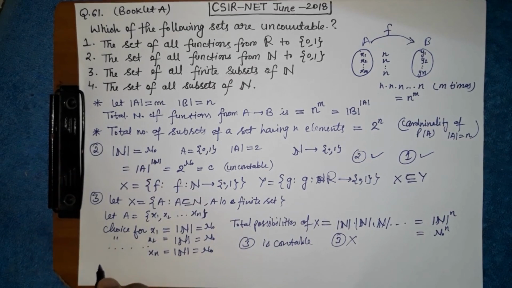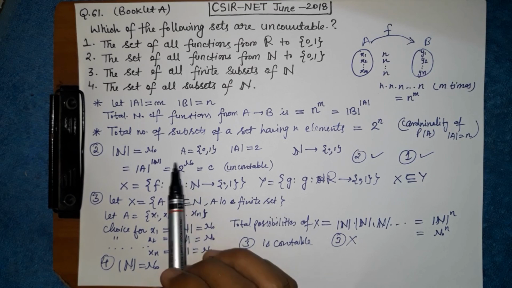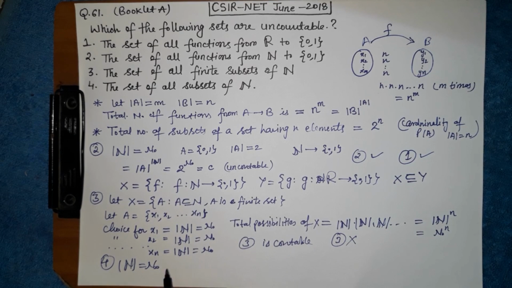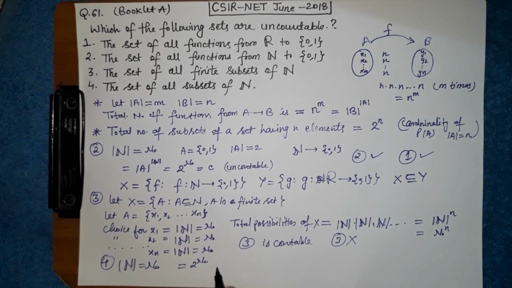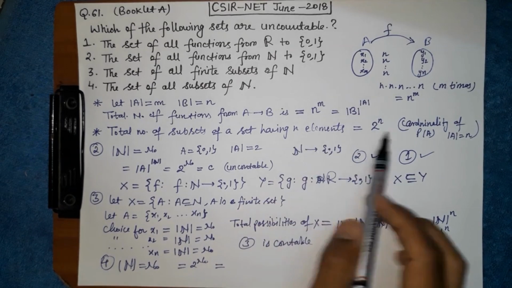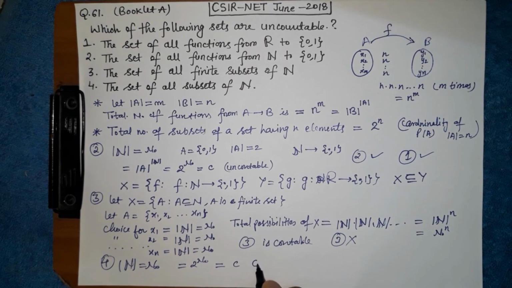So now we'll look at option number 4, which says the total number of subsets of N. We know that the cardinality of N is equal to aleph naught, and the total number of subsets, that is the cardinality of the power set of N, will be equal to 2 to the power aleph naught, which by this formula is equal to c, that is uncountable.